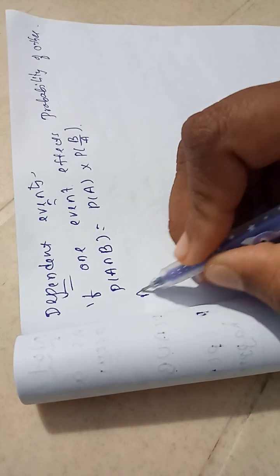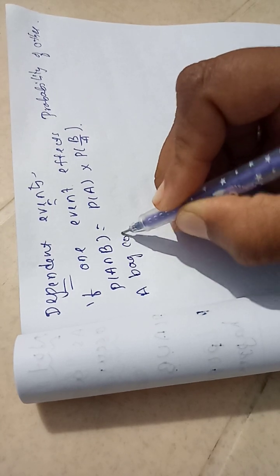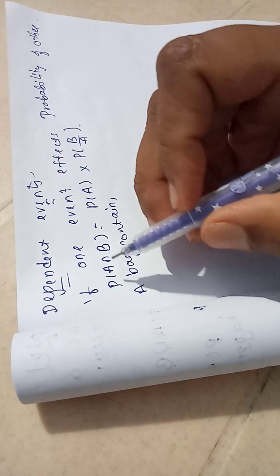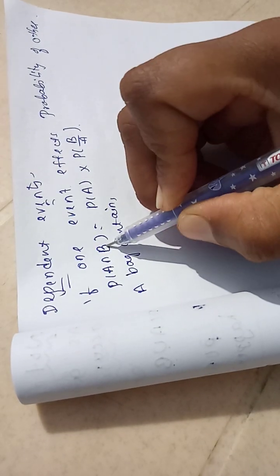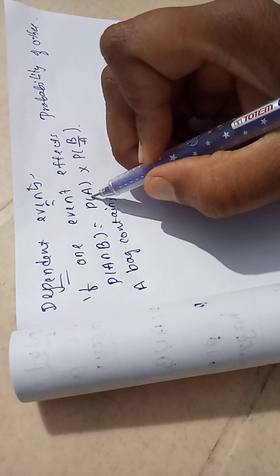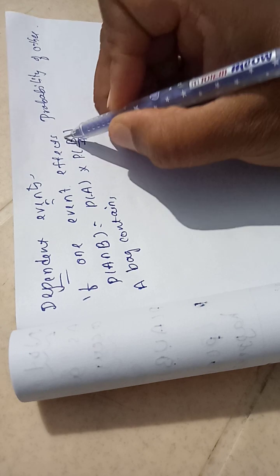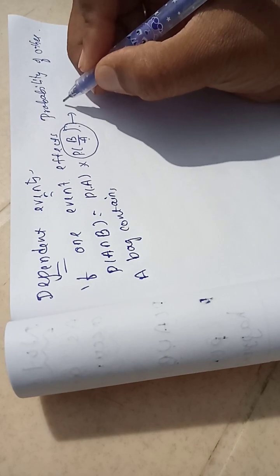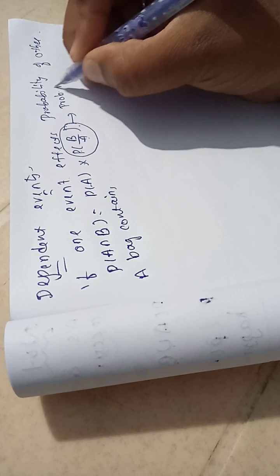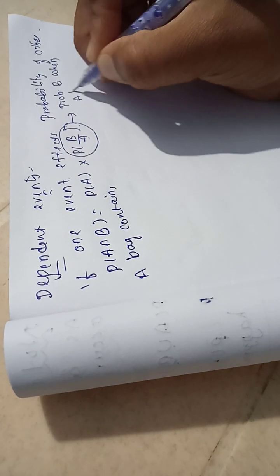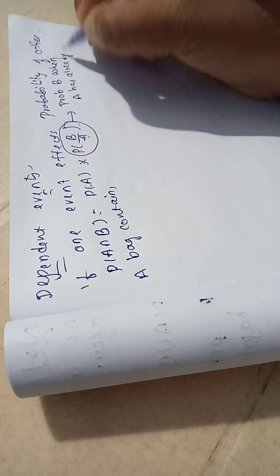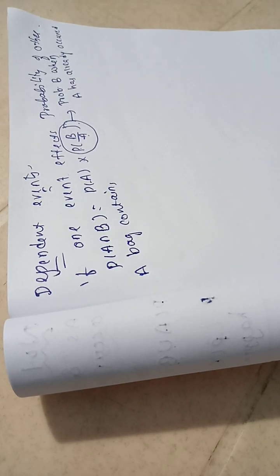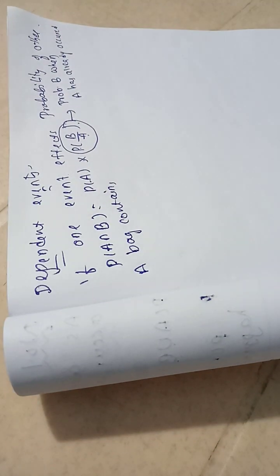Now let us write a question. First, how will we write the formula? P of A and B is equal to the probability of finding event A into the probability of B by A. Here this B by A, how do we read it? It means the probability of B when A has already occurred. If you see this example, you will understand this.